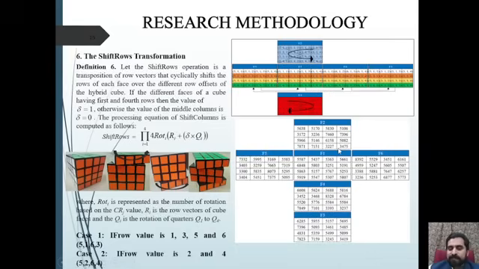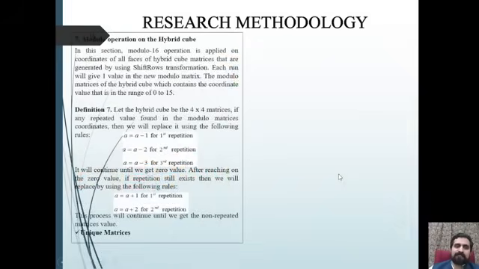Firstly, we will generate the new matrix using the triangular coordinate extraction technique. After that, we apply the shift column operation on this matrix, and then we move forward to the shift row. After the shift row, we will get the values like that. After that, we will move to the modulo operation of the hybrid cube.